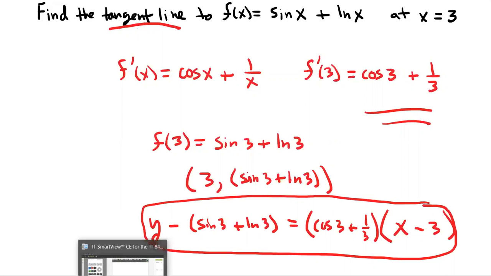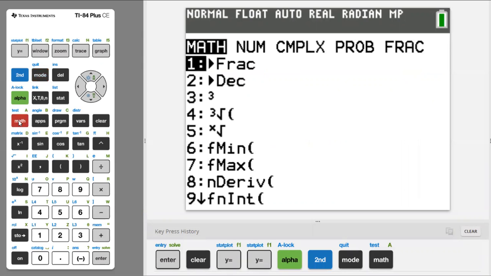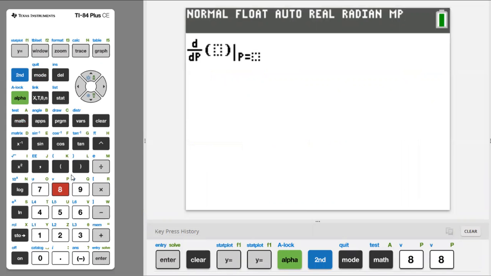So if I bring up the 84, what you'll see here is a blank screen. But let's get some things on it. So this is kind of nice. The calculator under math, if you click math, you'll see a number 8 is the nth derivative. And we're going to hit 8 on our keypad. It's going to bring up this nice little template for us.